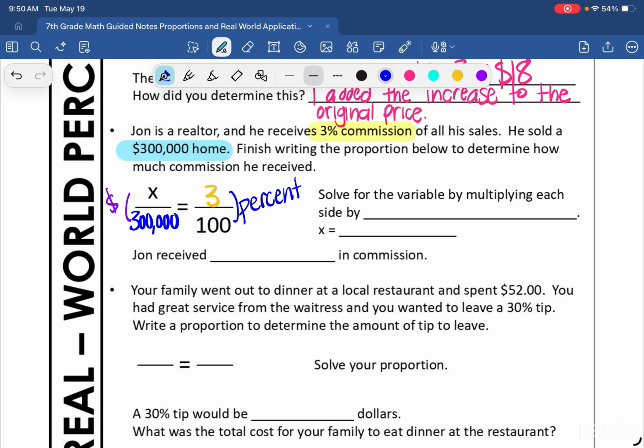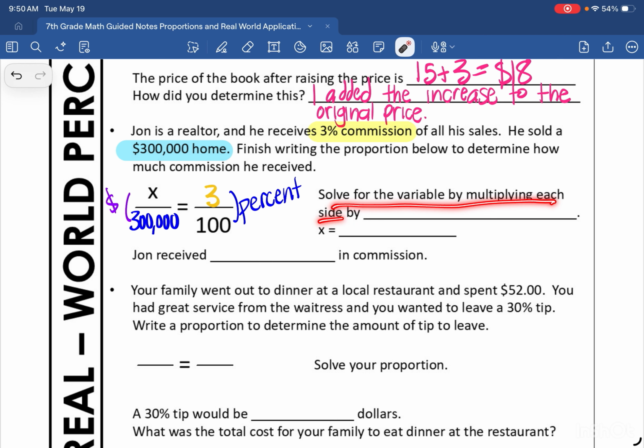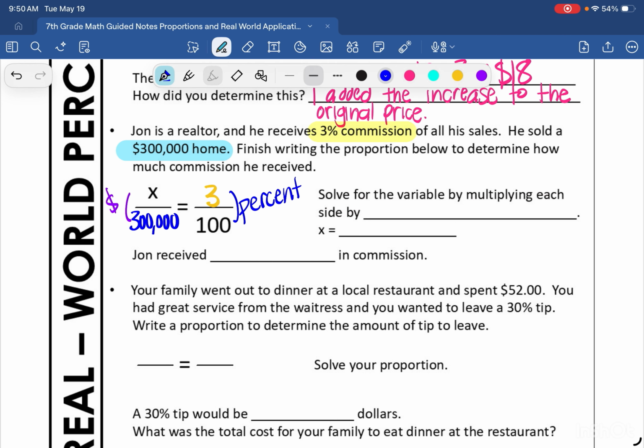So I got my proportion set up, and then it's asking me to solve for the variable by multiplying each side by, well, if you look, my variable here is already in the numerator. So if I multiply each side by 300,000, that'll cancel and give me 1x. Multiply this side by 300,000. So I multiplied each side by 300,000, and then 3 times 300,000 divided by 100 is going to give me 9,000. So John received $9,000 in commission.